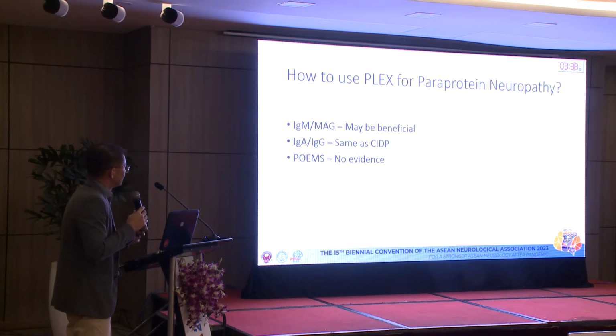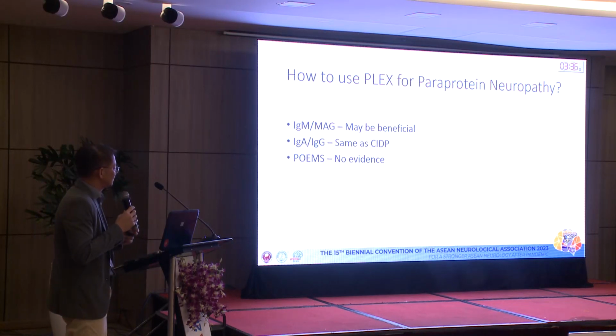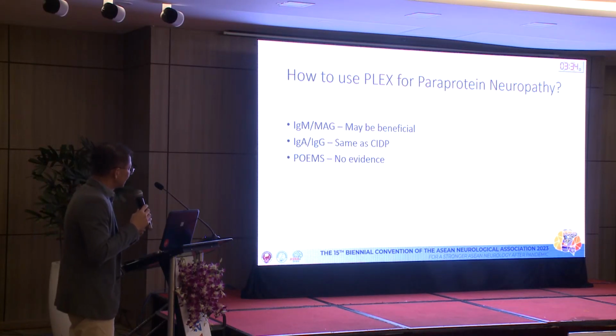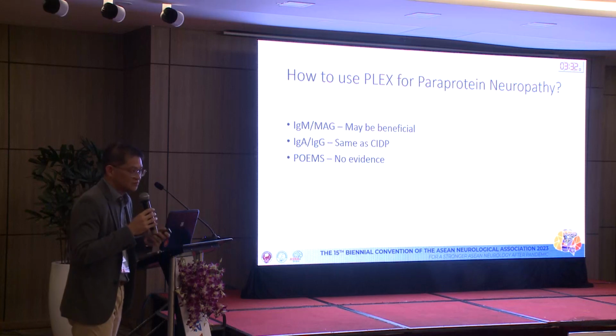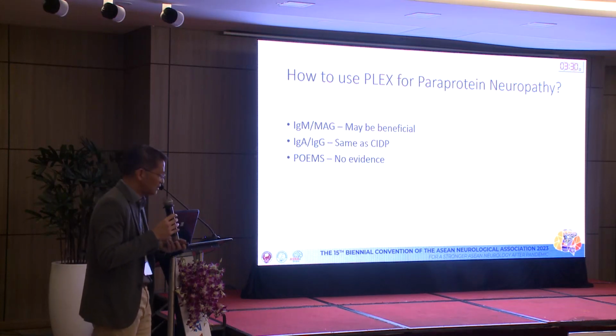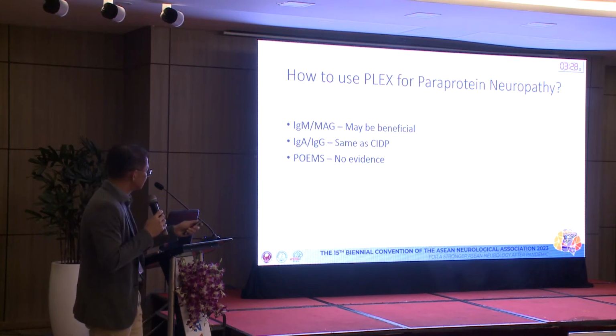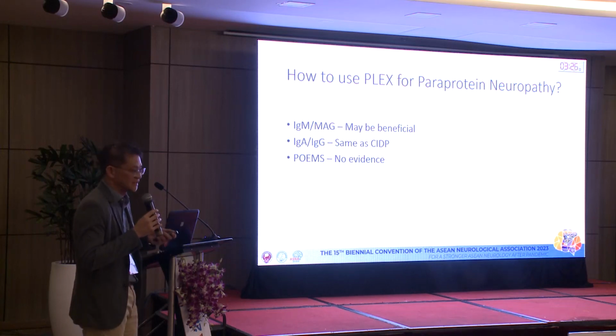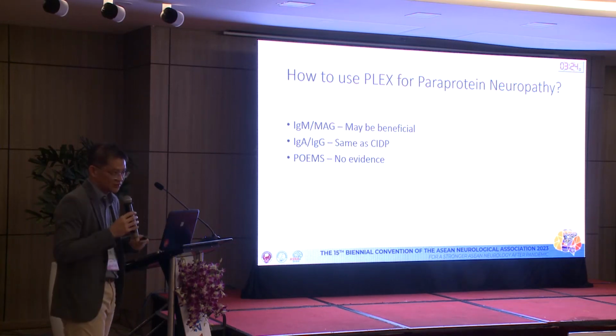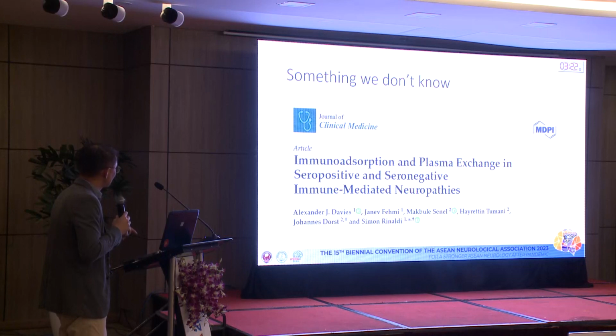Right. So how to use plasma exchange for paraprotein neuropathies? For IgM anti-MAG, it may be beneficial, but it is not sustained. For IgA and IgG, you treat the patient the same as CIDP. And for POEMS, there's no evidence. Right. So there's something that we don't know.